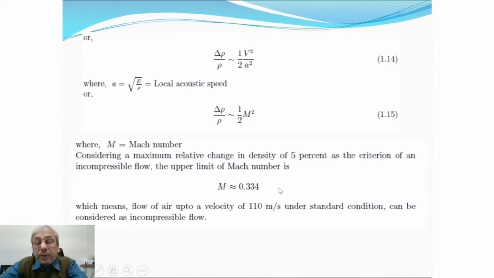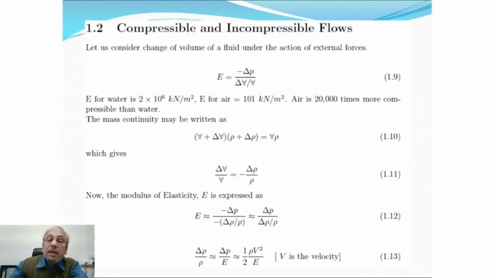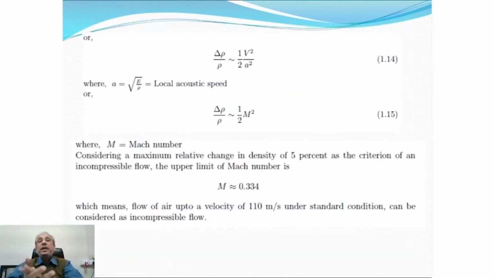So even though we started with the statement that air is 20,000 times more compressible than water, air is definitely a compressible substance, but flow of air up to a velocity of 110 meter per second, that means up to a Mach number of 0.3, can be considered as incompressible flow.